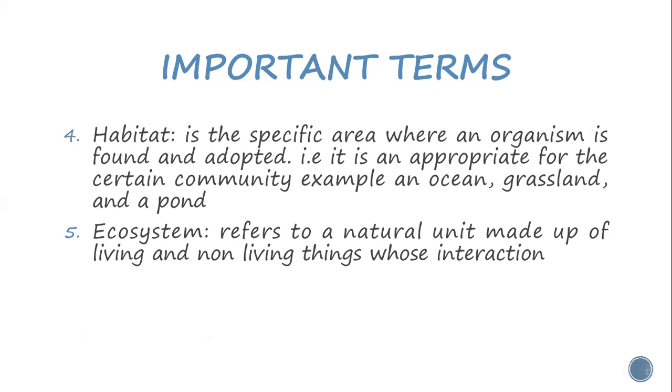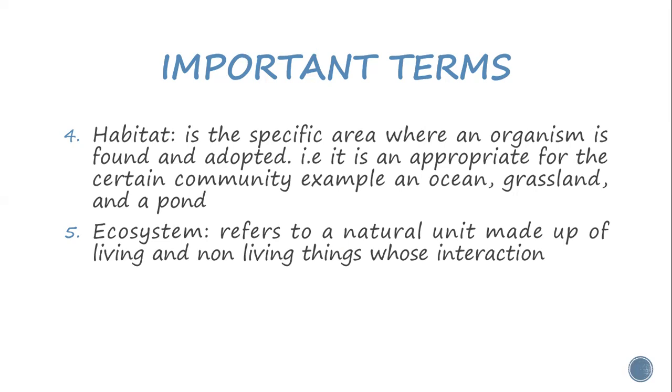And what do we mean when we say habitat? Habitat is the specific area where an organism is found and adapted. So habitat is just a specific place or area where an organism can be found and adapt to live within such a given area. It is appropriate for the certain community. Take an example, an ocean, grassland, and a pond. So this means a habitat is just a given appropriate area for the certain community to exist within. Last but not least, the ecosystem.